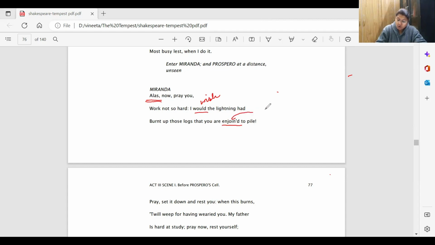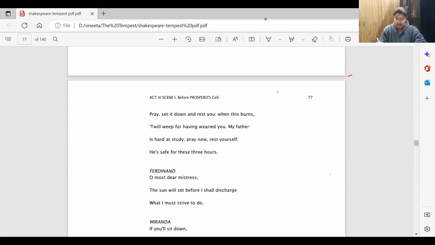Enjoined here means ordered, which you are ordered to pile. I wish these logs of wood had been burnt by lightning, which you have been asked to pile. Why does Miranda say that? Miranda says so because she is very much distressed to see Ferdinand working so hard like this.